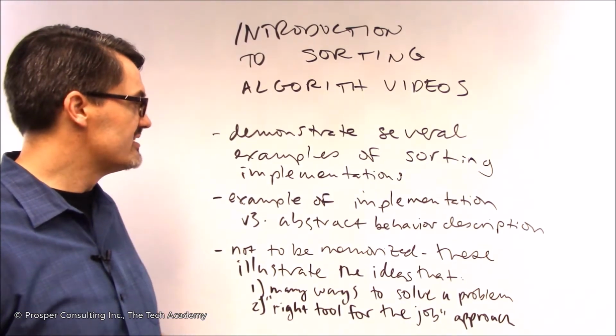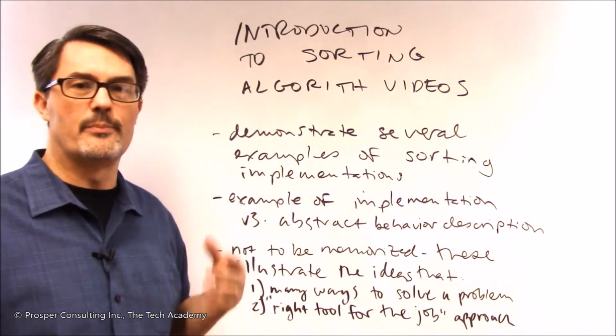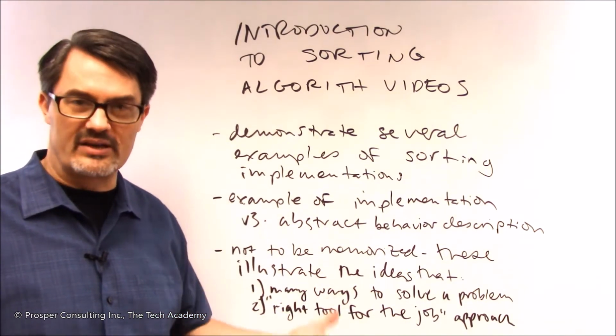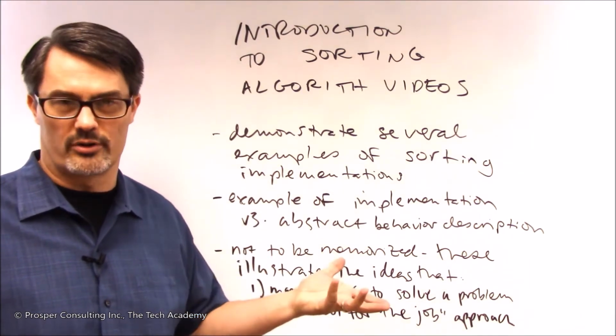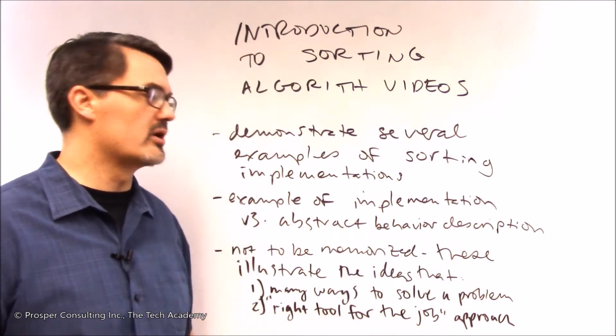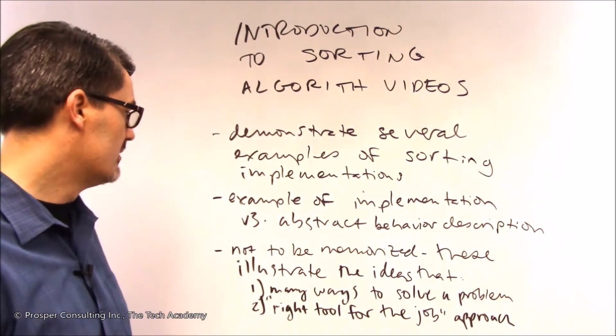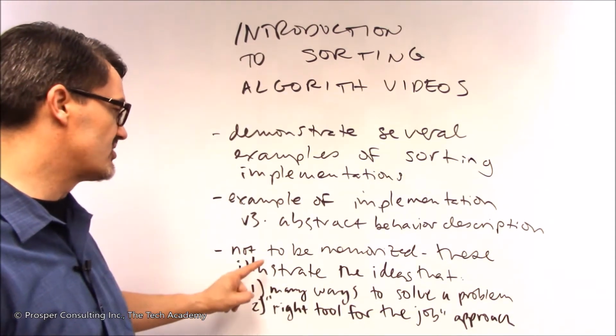What you're going to see is several different ways to implement a behavior description, where the behavior description is, given a collection of randomized elements, sort them in ascending order. That's the abstract description. We're going to look at many implementations of it. Now, these implementations are not there to be memorized. What they're there for is to illustrate two ideas.